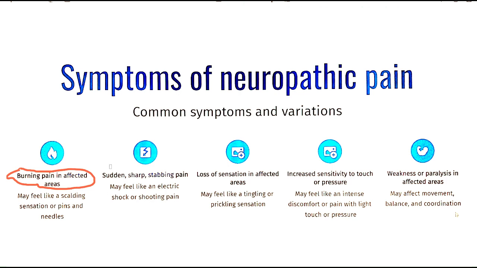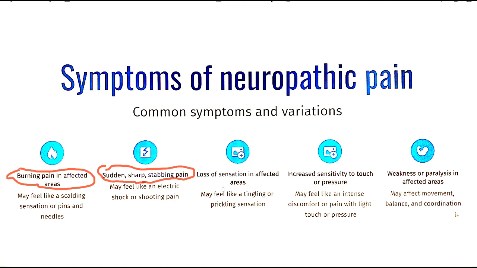The second symptom of neuropathic pain is a sudden or sharp stabbing pain. In this symptom, the patient may feel like an electric shock or shooting pain. This type of pain is annoying and very painful.